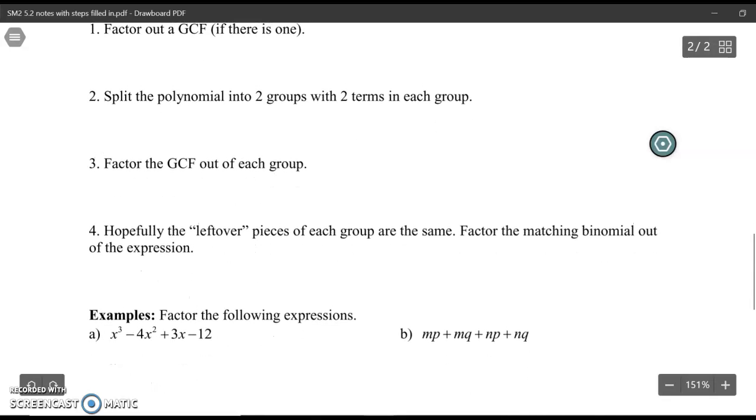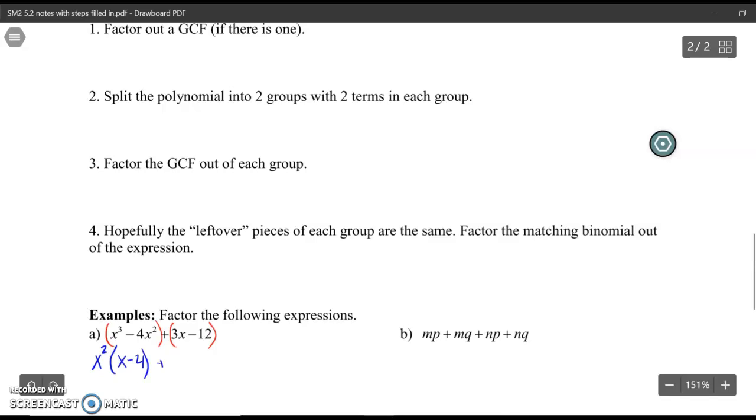Let's just jump down and do A together. So first I check and look for greatest common factor, which this one doesn't have. Then I'm going to split this polynomial into two groups. Okay, each group has two terms in it. Then I just look at each group or each set of parentheses and find the GCF of each group. So in my first one, I have an x cubed minus 4x squared, so they both have an x squared in common. And then what's left over is just an x minus 4.